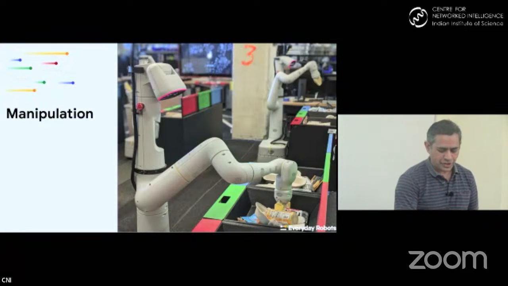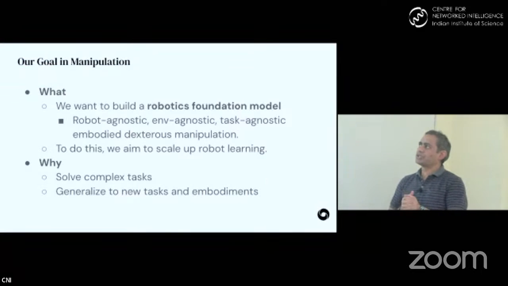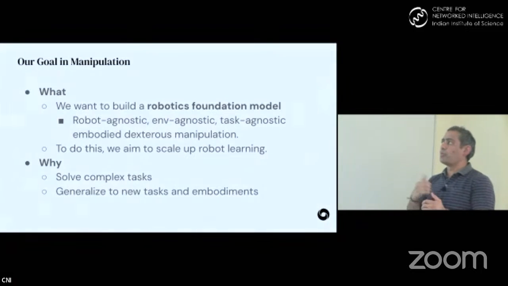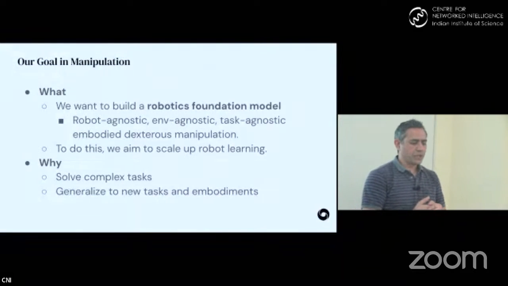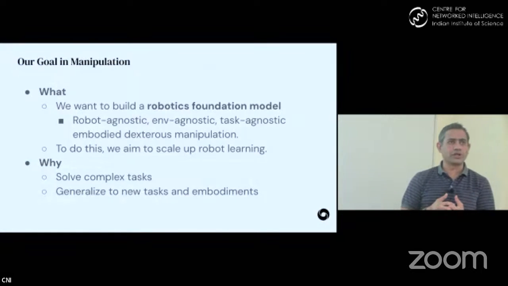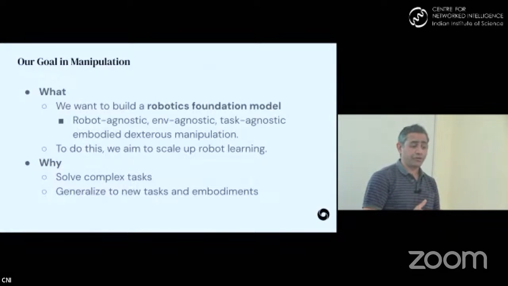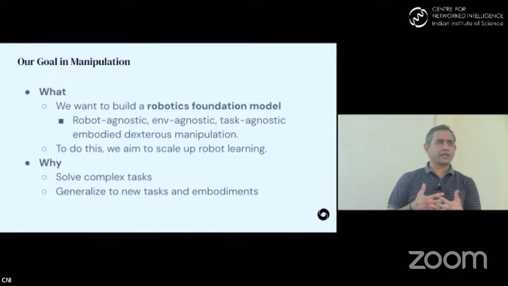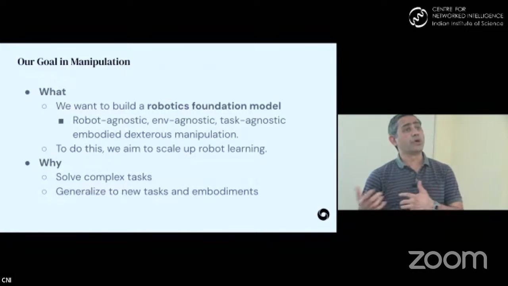So the first domain that I cover is manipulation. The goal in manipulation is to build a robotics foundation model, which can be robot agnostic, environment agnostic, and task agnostic, right? And to do this, we would like to scale up robot learning, scale up the model size, scale up the compute, and scale up the data that we put into it. Why, one might ask, do you want to do this? Just because it works for language models, should we do it in robotics also?